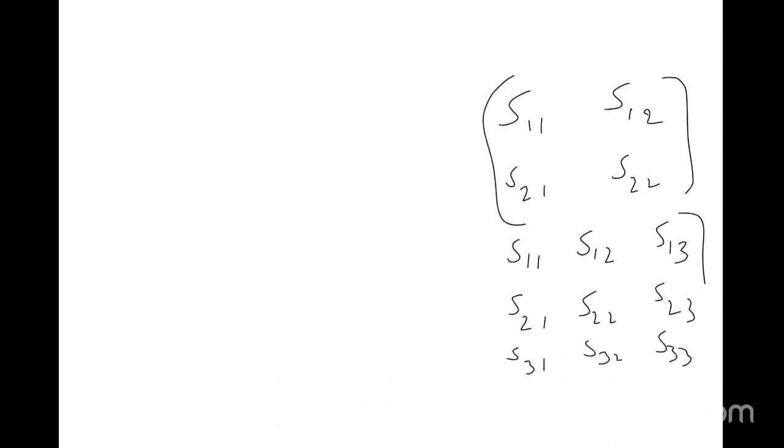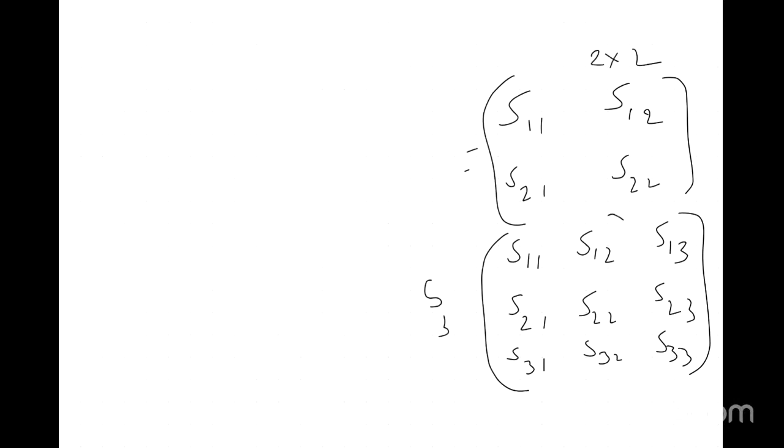So this is a three-port device. The previous one which we discussed is a two-port device. This is called S of 2 by 2 matrix, and this is called S of 3 by 3 matrix.